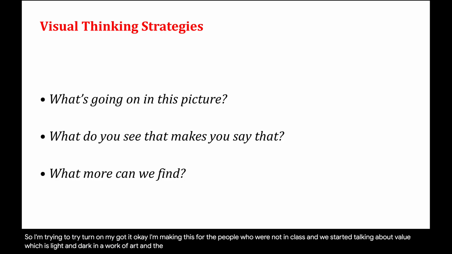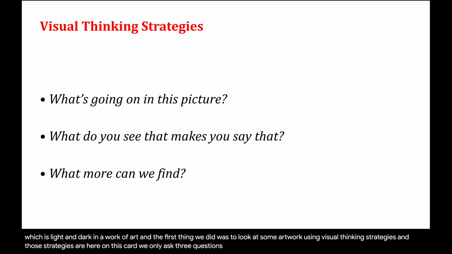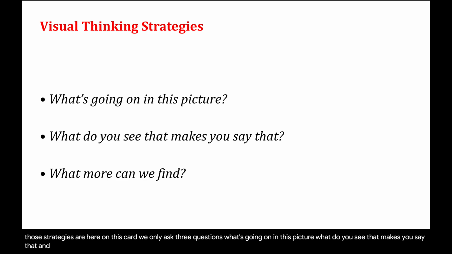And the first thing we did was to look at some artwork using visual thinking strategies. And those strategies are here on this card. We only ask 3 questions. What's going on in this picture? What do you see that makes you say that? And what more can we find? That's all we ask.